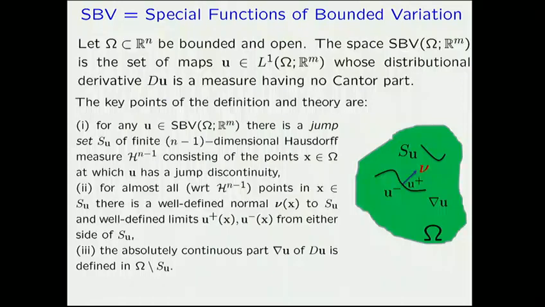and it consists of the points in omega at which U has a jump discontinuity, which of course has to be defined sort of precisely and so on. And then for almost all, with respect to n-1 dimensional measure on the surface, there's a well-defined normal nu of x and well-defined limits u plus x and u minus x from either side. And the absolutely continuous part is defined, well, it's defined almost everywhere, but in particular it's defined almost everywhere outside the jump set.